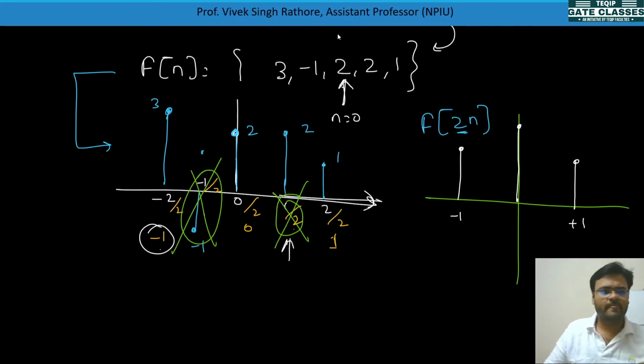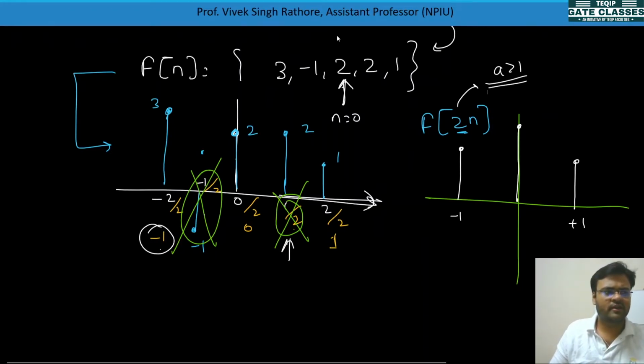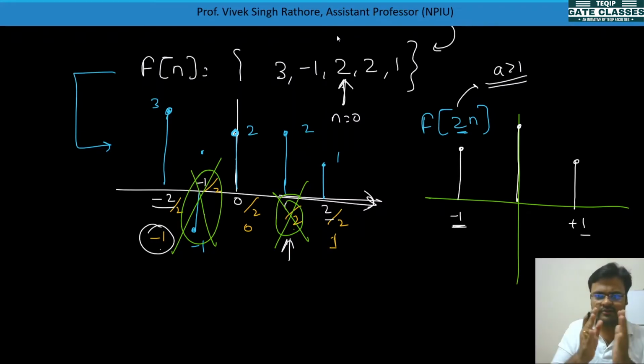Okay, so as you can see, we have earlier seen that whenever we scale with a greater than 1, we always get a compressed signal. So here also you can see, earlier it was starting from -2 to 2, but now the values are -1 to 1. So the signal has been compressed.